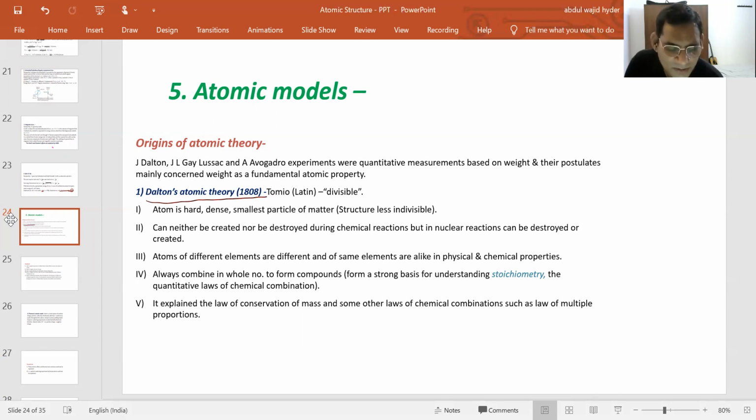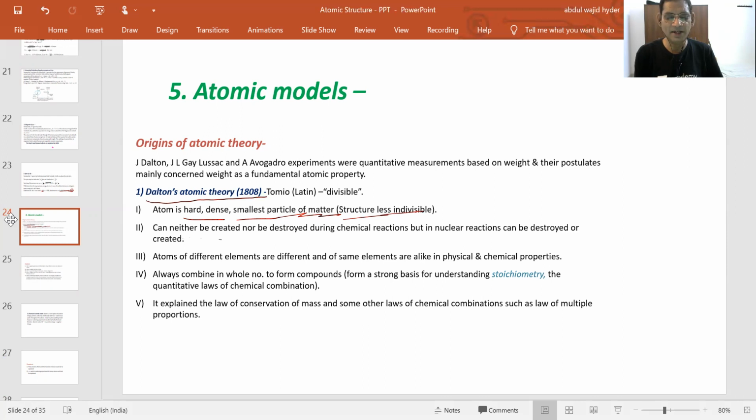Now see what Dalton's atomic theory is. According to Dalton's atomic theory, given in 1808, the atom is a hard, dense, smallest particle of matter. You have already done this topic in some basic concepts of chemistry and in 9th and 10th also. The atom is a hard, dense, smallest particle of matter, that is, you can say a structureless, indivisible particle.